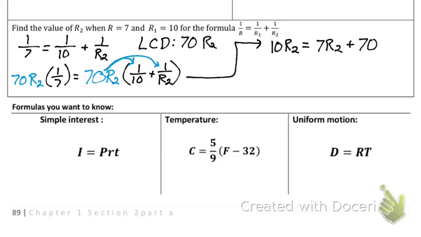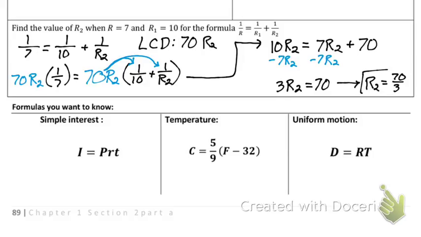All right, let's go ahead and subtract 7 r sub 2 from both sides, so minus 7 r sub 2. That's going to give me 3 r sub 2 equals 70. Not going to be a super nice thing. It's just going to be r sub 2 equals 70 divided by 3.